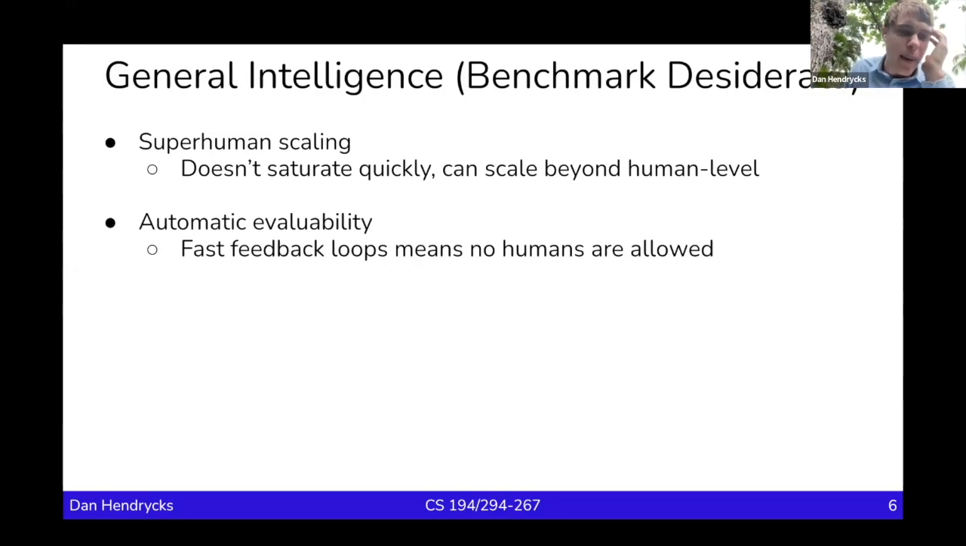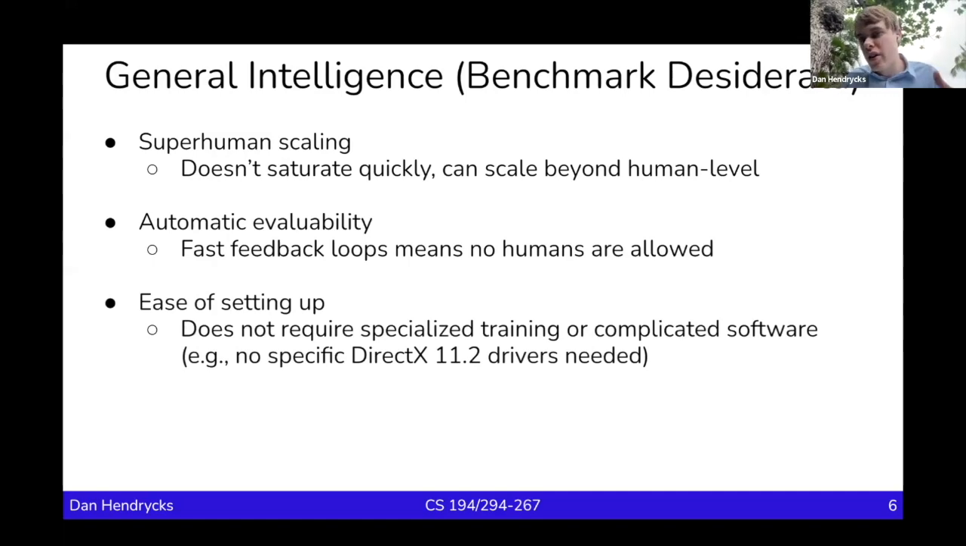There's the ease of setting up. This is important too, and this requires more technical understanding. Does it require specialized training or complicated software to actually run your benchmark? Say you created an autonomous driving benchmark, but then to use it, you needed to set up this complicated computer simulation that only runs on Windows with some DirectX 11 graphics thing involved, and you need some specific compiler. This sort of stuff will just create substantial barriers to entry, and people will not end up using it. So it needs to be very easy to set up.